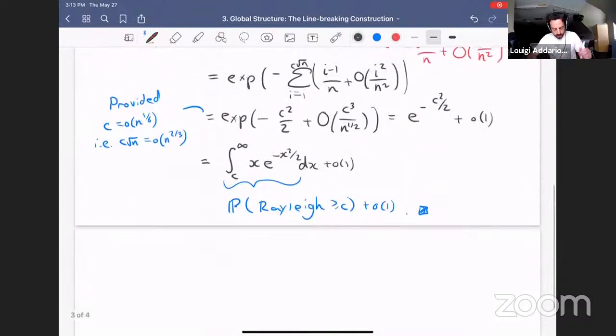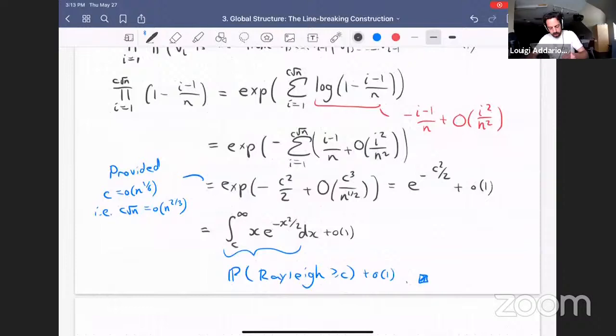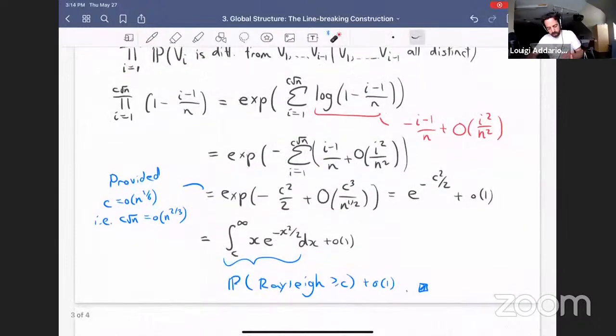Right. Someone asked where the little o(1) term comes from. So the question is, what happens when you sum this error term over i from 1 to c root n? Then you get c cubed over n to the half. And if this is little o of 1, then e to the little o of that can be rephrased as an additive plus little o(1) here. I mean, you could write it as 1 plus little o(1) if you like, but because this is a constant, it amounts to the same thing.